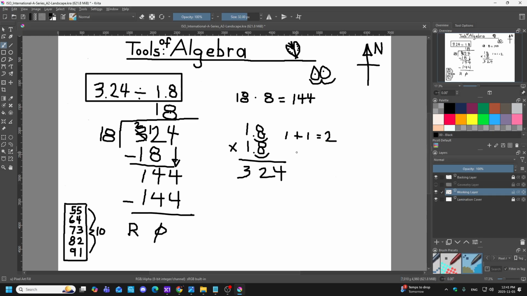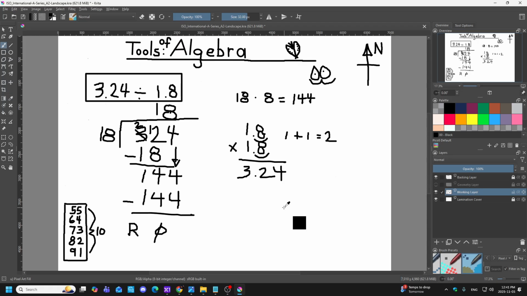So this is how I figure it out. We have 2 jumps for our final answer. So beginning from here, we go 1, 2 jumps. And that in fact is where our decimal goes. You can confirm this by checking it with a calculator if you would like.